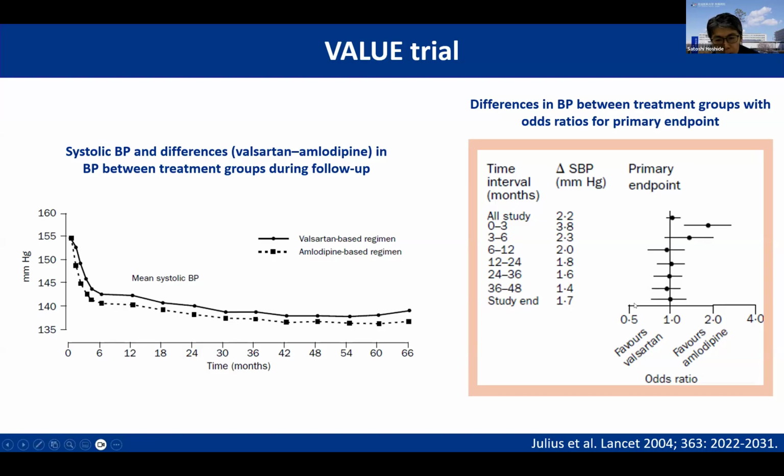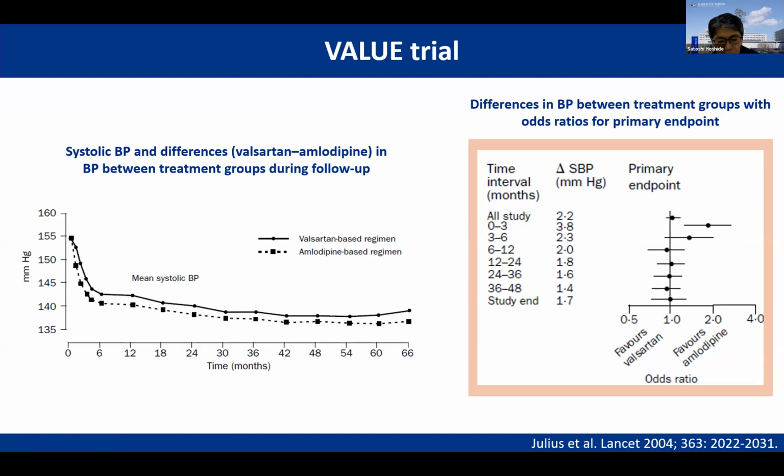If we look at the right panel, which summarizes the difference in systolic blood pressure along with the odds ratio for the primary endpoint at each time interval, we can see a critical trend. In the first 0 to 3 months, the difference in systolic blood pressure was the largest, 3.8. And importantly, the period showed a significant difference in cardiovascular events favoring the amlodipine group.